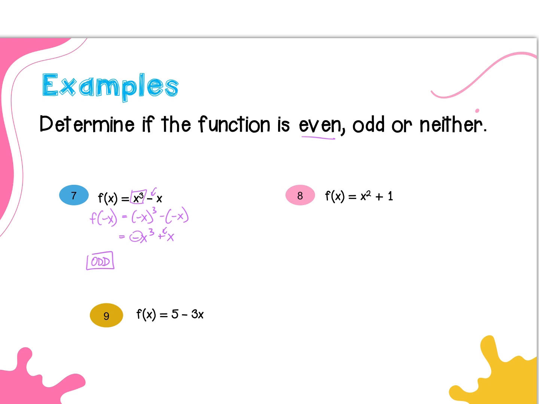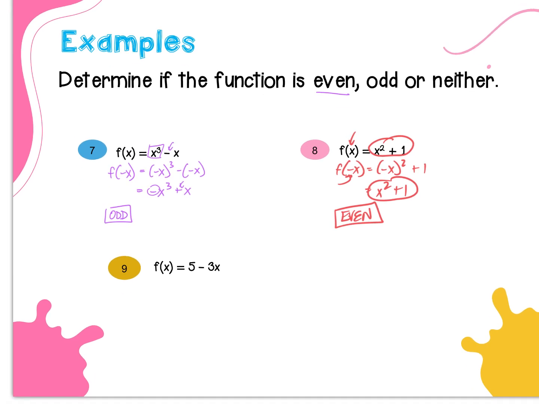Let's go to the next one. So again here, I'm going to make it negative x. I'm going to come here, minus x squared plus 1. Minus x squared is x squared plus 1. Notice this and this are the same. f of x and f of negative x gave me the same output. So this is an even function, and I know that it is symmetric to the y-axis.